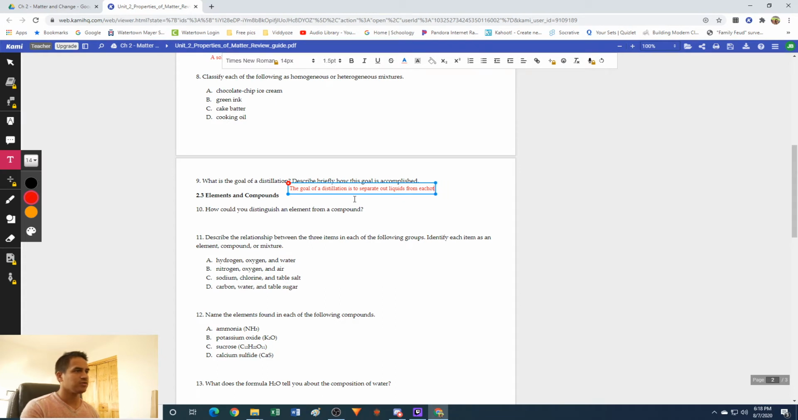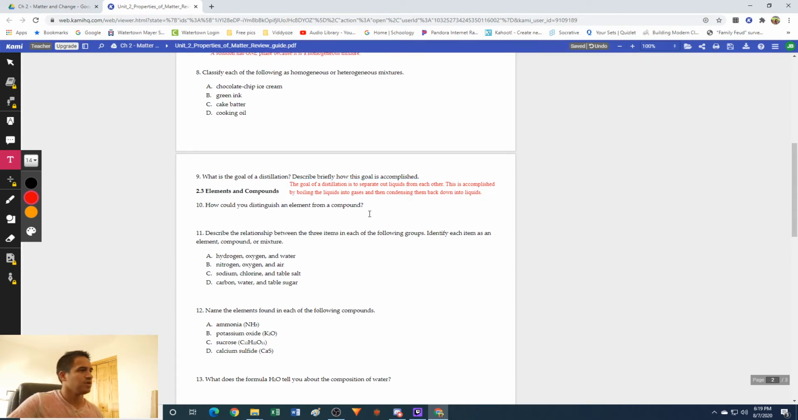There we go. I'm going to need a space. And this is accomplished by boiling the liquids into gases and then condensing them back down into liquids.